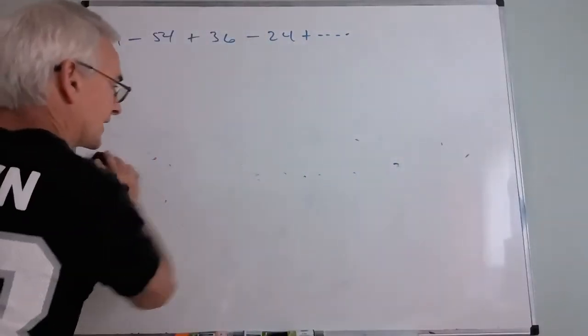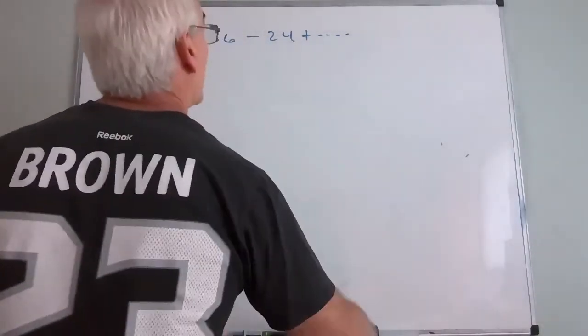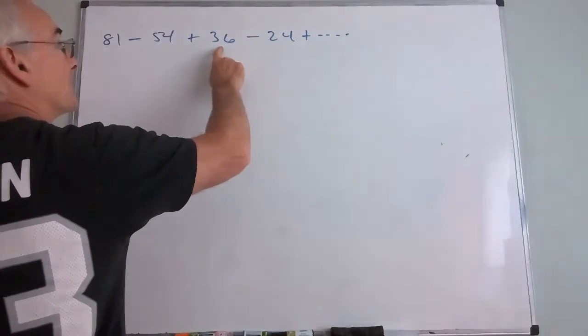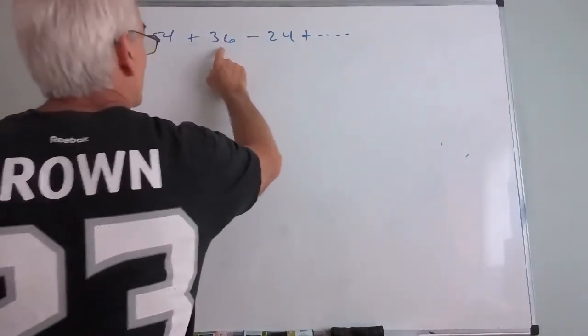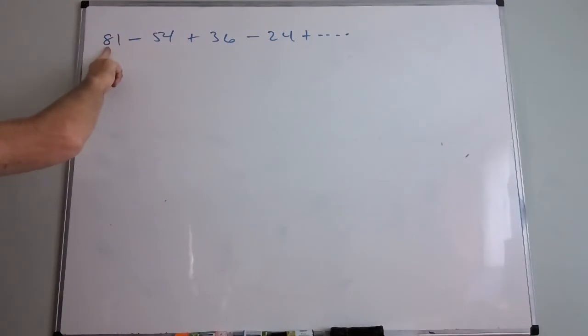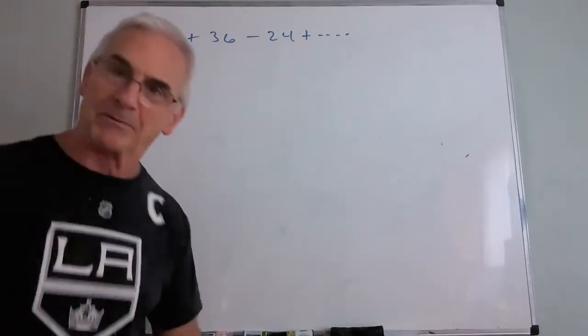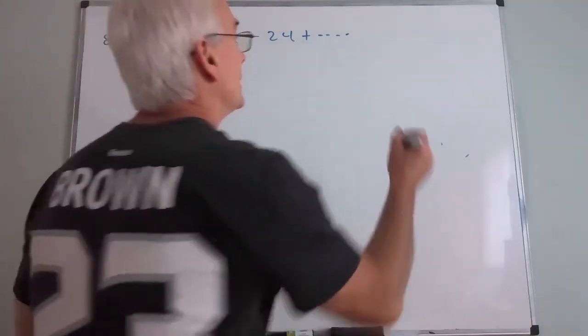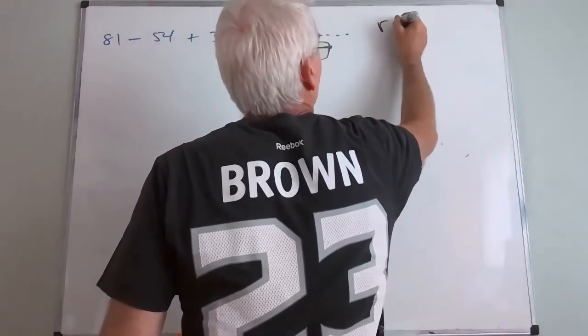Well, hopefully you get out your calculator or you do it in your head. What is negative 24 over positive 36? That's negative 2/3. What's 36 over negative 54? That's negative 2/3. What's negative 54 over positive 81? That's negative 2/3. Yeah, this is a geometric series where the R is what?